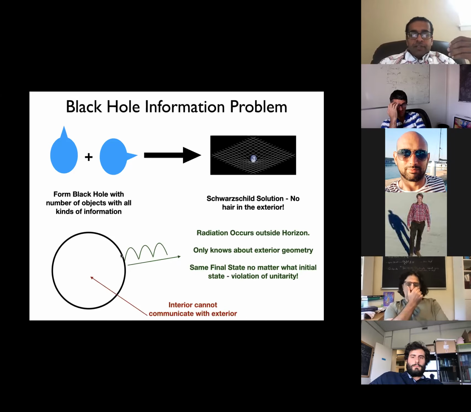So the question is, the radiation is happening outside. It causes the entire black hole to disappear, but all of your information is living in the interior. How can this information ever be seen outside? Because this is a one-way street. I can't go from here to here. And in quantum mechanics, this gives rise to the violation of unitarity, because if this was all that was happening, a variety of initial states would all become the same final state, and that just violates unitary evolution.